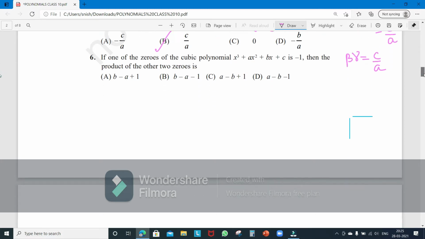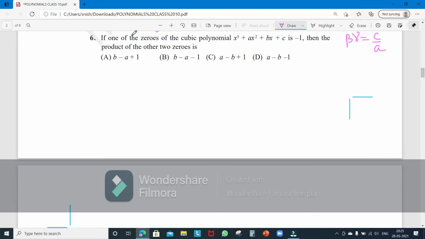Moving on to the sixth question. If one of the zeros of this cubic polynomial is minus 1, then the product of the other two zeros. So it's similar to the previous one, but the difference is it's not 0, but instead negative 1. So you can't apply the same strategy. What we'll do is try to obtain two equations. One is we'll substitute minus 1 in this equation.